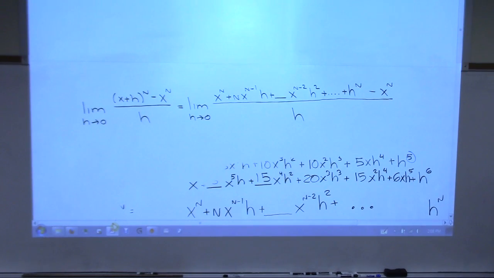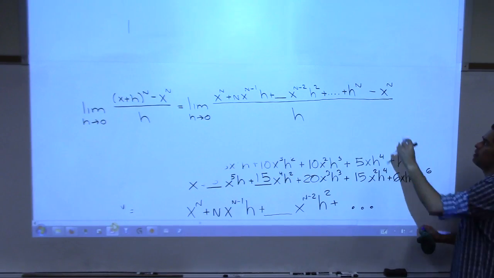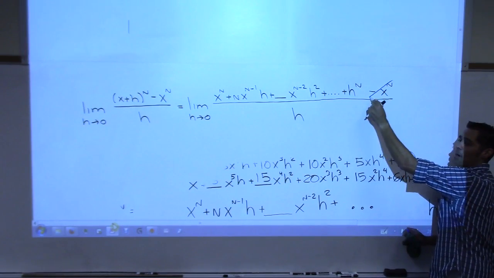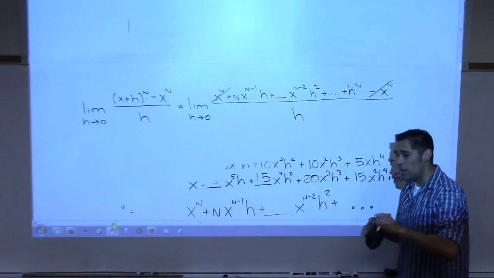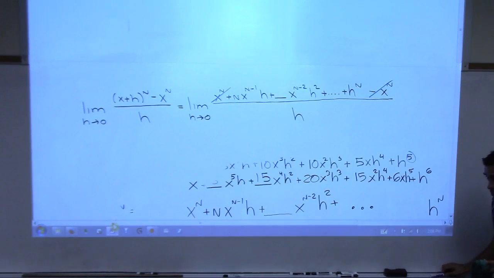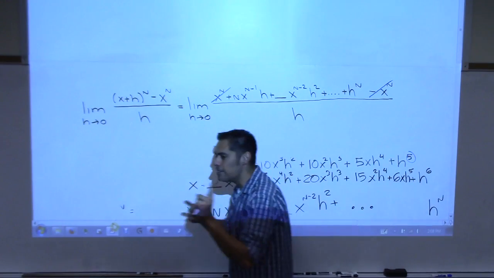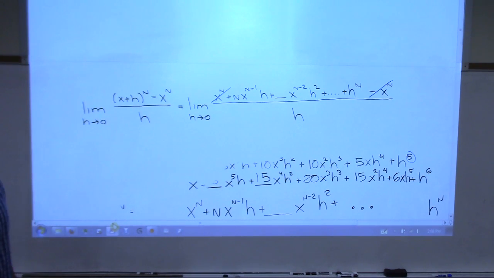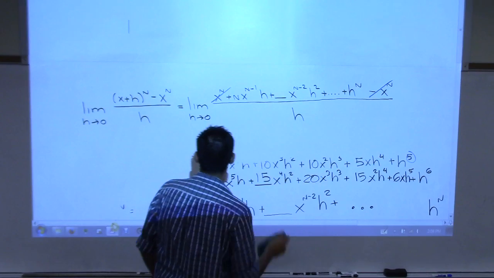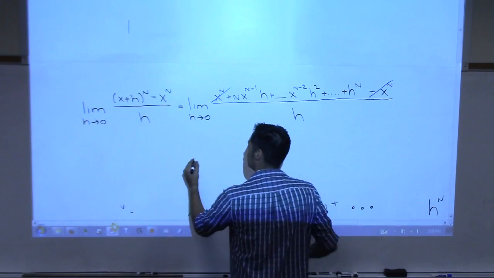Do you see it? What cancels? This right here and this one right here cancel. And that's very important because now everything that's still here has an h in it. And so you may factor a single factor of h out, can't you? So if I take an h out right now of the numerator, factor that h out.